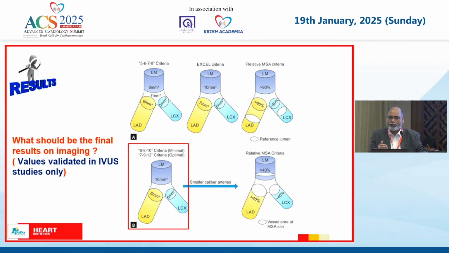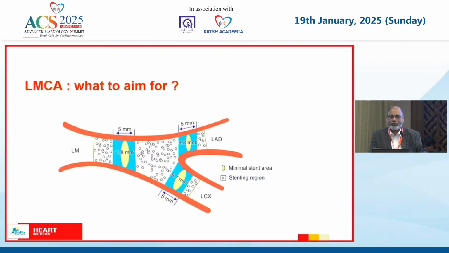But of course, the Indian population is a little smaller in size than the Western population. So we have to follow it. And the values are only validated by IVUS. It is not validated by OCT. So the take-home message is IVUS is for left main. So these are the figures that we should attempt. What we should aim for, as I told, larger the better.